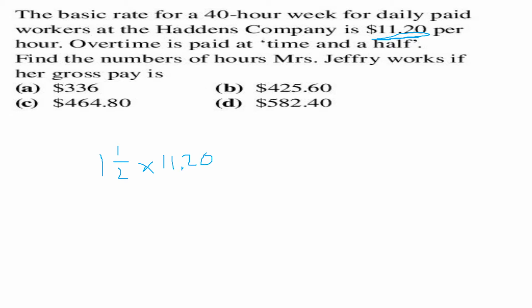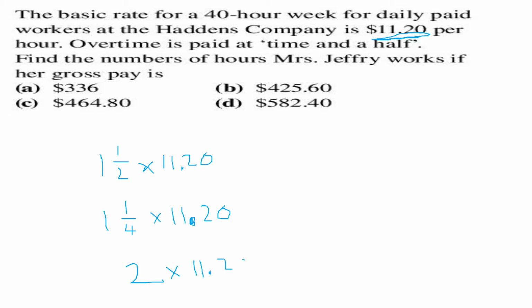$11.20. Good? This is the same as 1.5. Time and a half is 1.5. If you are working at 1.25, your extra hour rate would be 1.25 multiplied by the regular hour that you're supposed to get. That's $11.20. And if you're doing double time, which is the best scenario, you have 2 times your regular working hour, or what you would have been paid for the regular working hour.